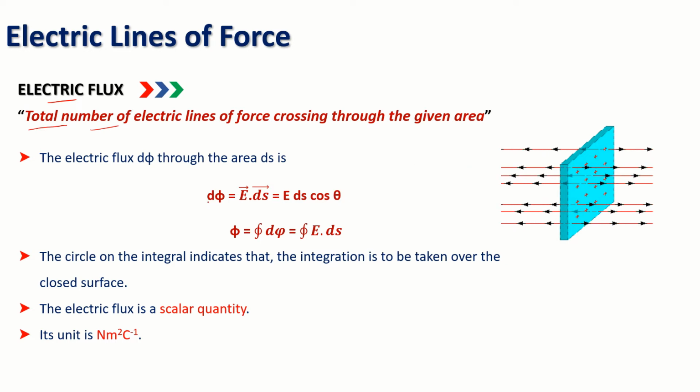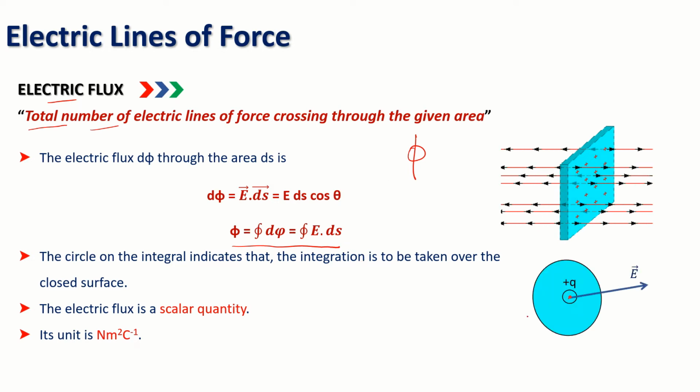But if you want to mention the electric flux concept in terms of mathematics, we have to represent it like this. That phi is the electric flux, and what is that? E and dS.